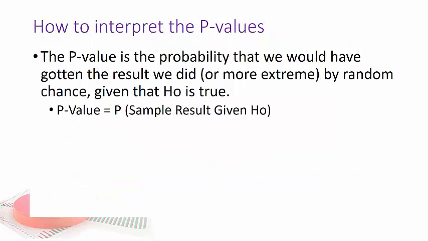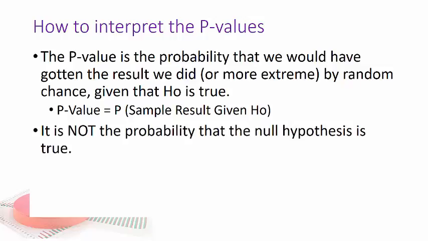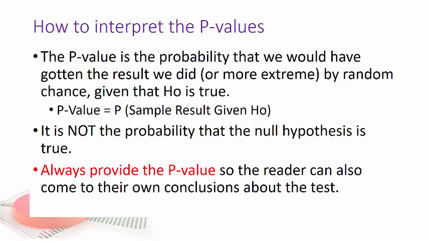All right. Now, how to interpret p-values. Remember that the p-value is the probability that we would have gotten what we did, or more extreme, just by plain old random chance given that H naught, or null, is true. So the p-value is the probability of getting the sample result given H naught. It is not the probability that the null hypothesis is true. Okay, big deal. Always provide the p-value so the reader can also come to their own conclusions about the test.